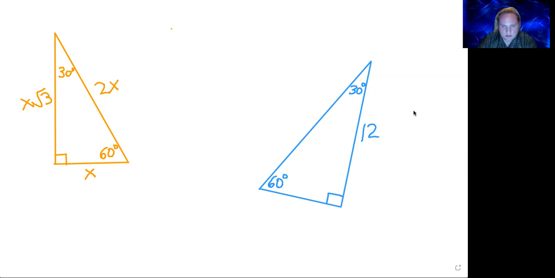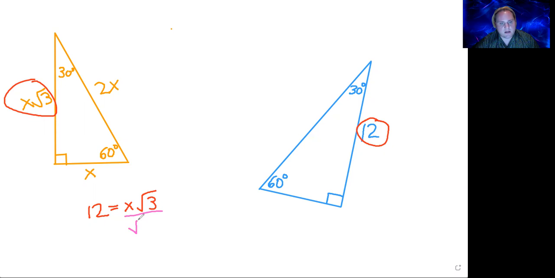So the best way, there's a few different ways to do it, but the best way I've found is just to take the long leg and set it equal to x root 3. Setting those equal, so 12 equals x root 3. So when we find x, x is one of our lengths that we need anyway. Sorry, we have to solve it first and then rationalize. So we have to divide by root 3, divide by root 3.